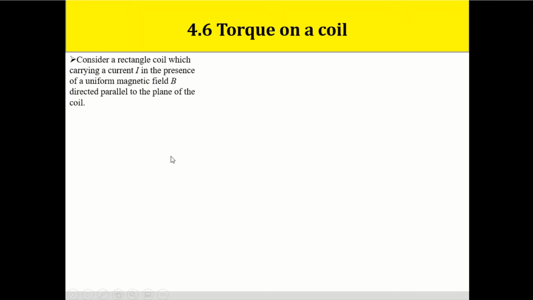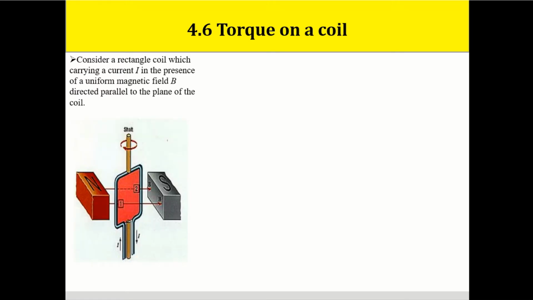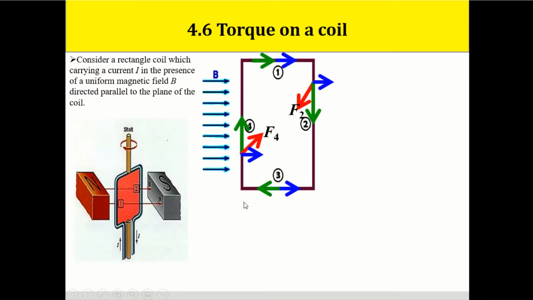Consider a rectangular coil carrying a current in the presence of a uniform magnetic field that is parallel to the plane of the coil, as shown in the figure. The current in the coil flows in the clockwise direction. The coil has four sides. Side 2 and side 4 are perpendicular to the magnetic field, but side 1 and side 3 are parallel to the magnetic field. You have learned previously in subtopic 4.4 that when a current-carrying conductor is placed in a magnetic field, a magnetic force will act on the conductor.